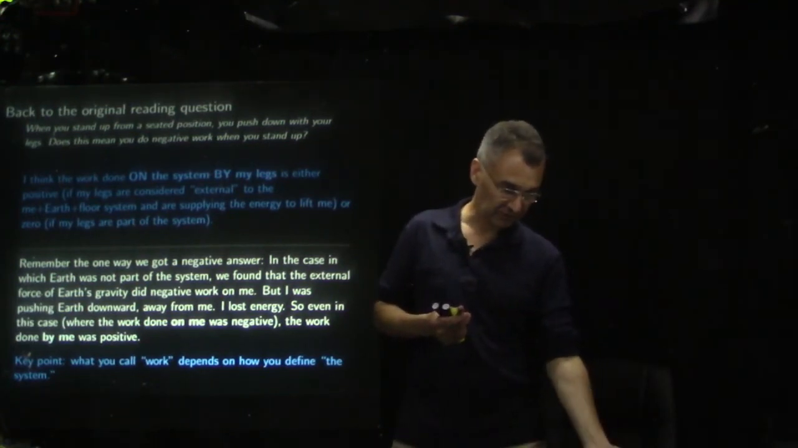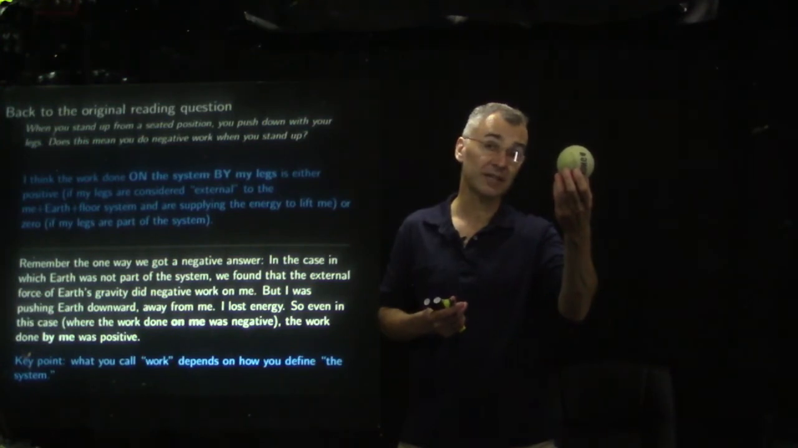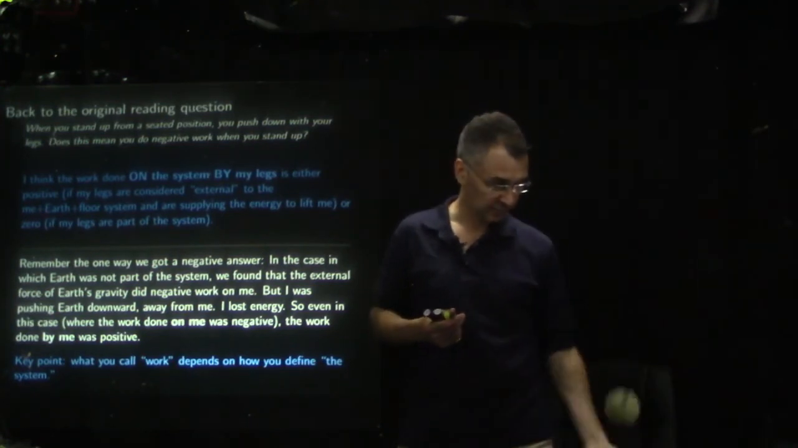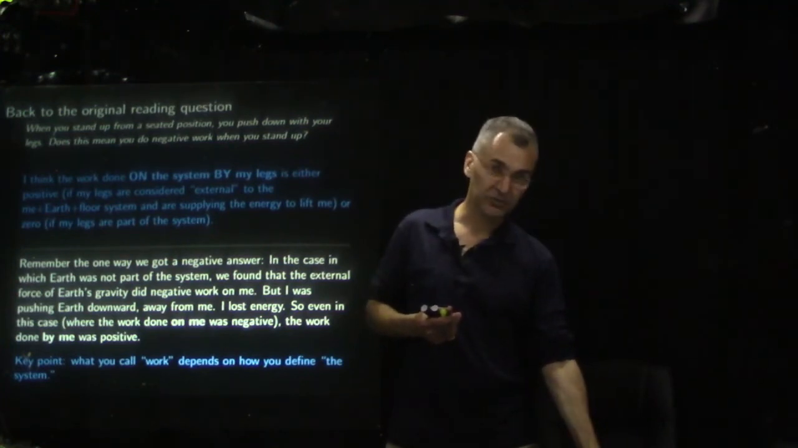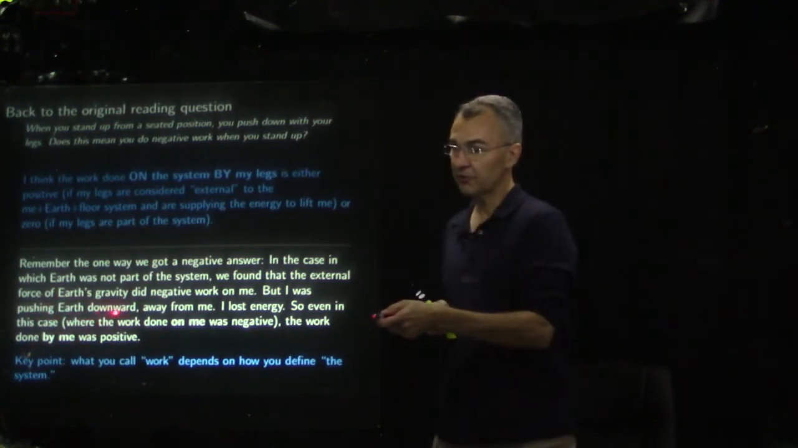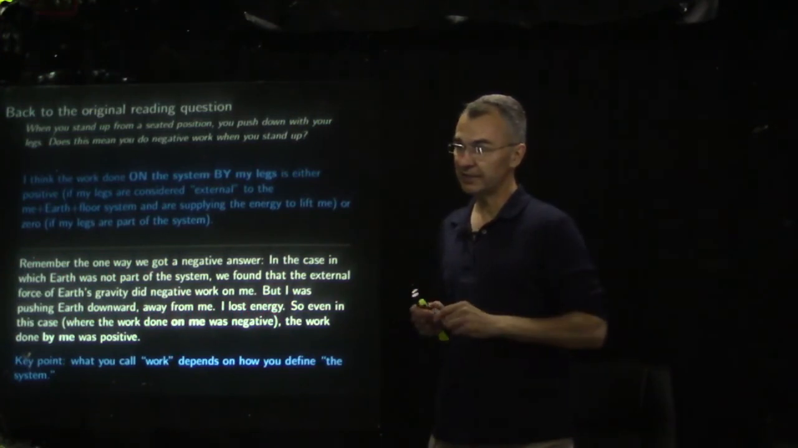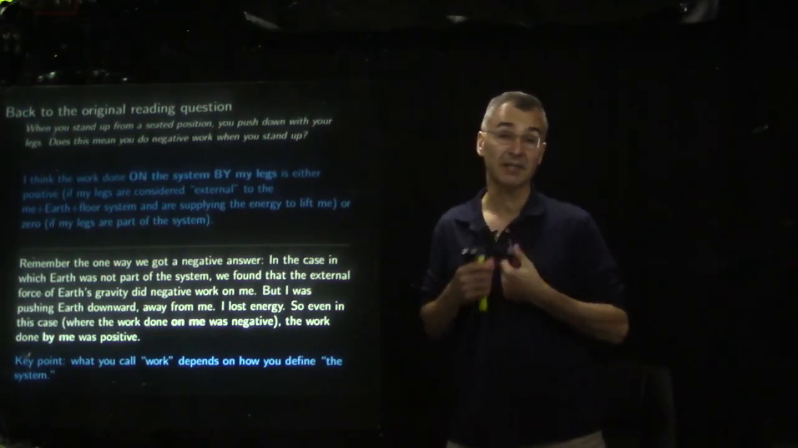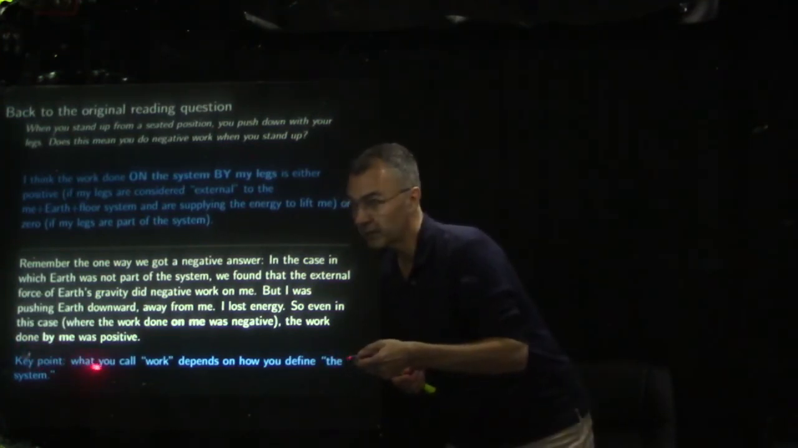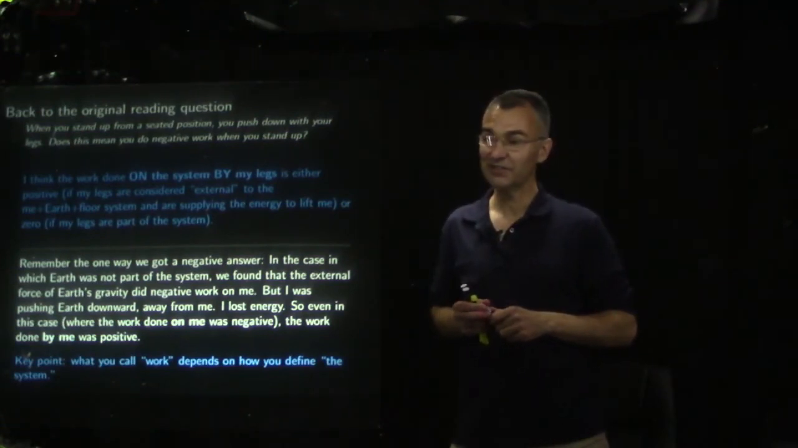So if we do the opposite, and if we lift the ball up, then if Earth is not part of the system, then Earth's gravity is an external force doing negative work. Here, it's an external force doing positive work if the ball goes down, and it's an external force doing negative work if the ball goes up. So that kind of makes sense. I was pushing Earth downward away from me. I lost energy. So even in this case, where the work done on me was negative, the work done by me was positive. So the key point, what you call work, depends on how you define the system. It's kind of interesting to puzzle through.